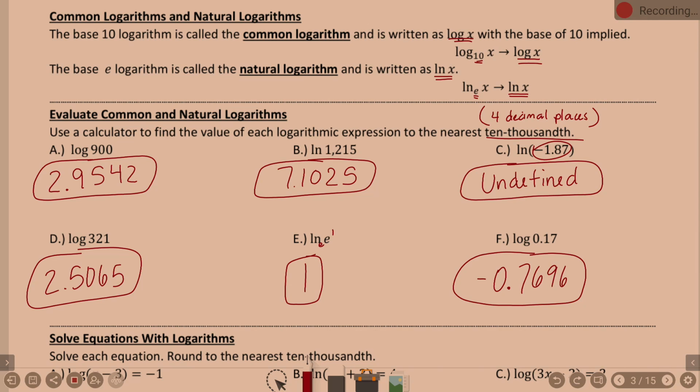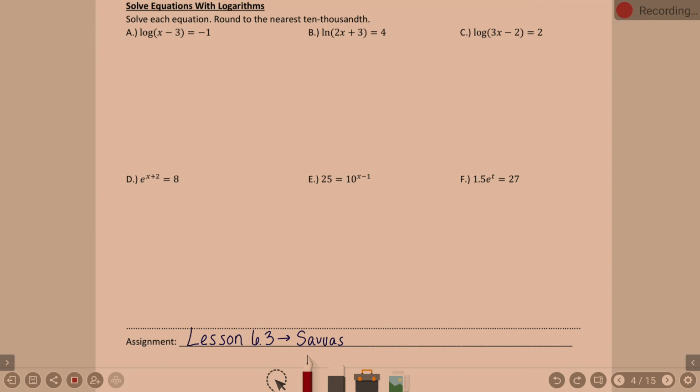Now, keep the calculators handy because we're still going to need them when solving equations. What we did yesterday, we weren't using the calculators. What we're doing today, we are. We're going to talk today about how to solve equations that have logs in them or exponents. It depends on the situation here. And the directions are round to the nearest 10,000. When you see that, you know that's a decimal type problem.